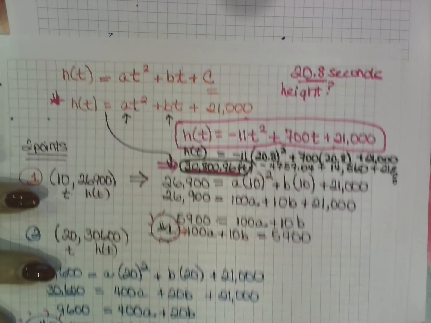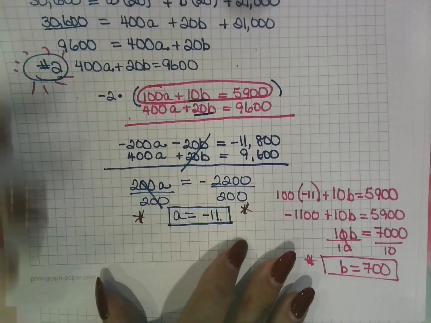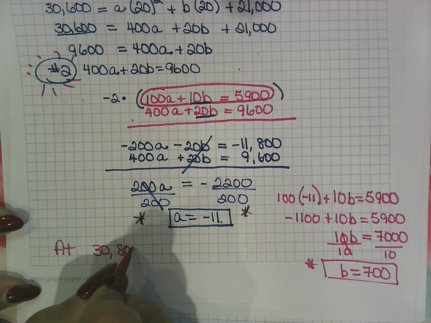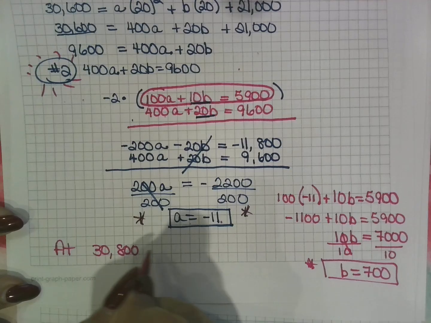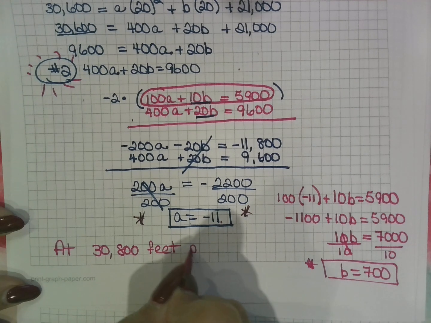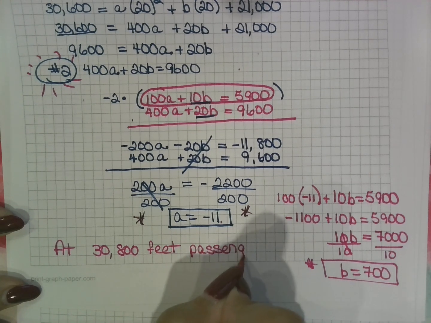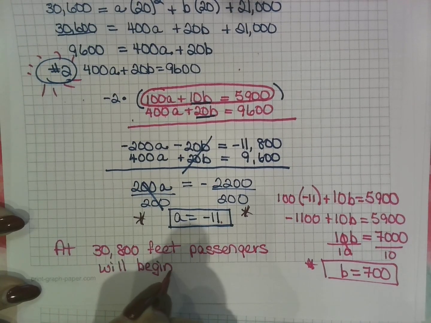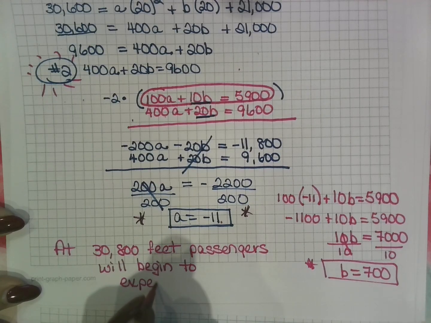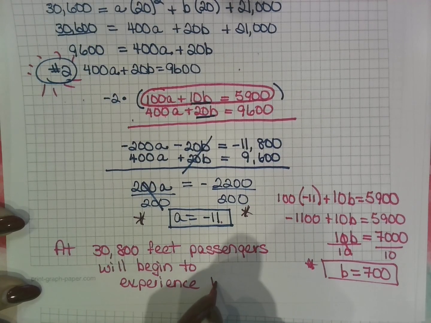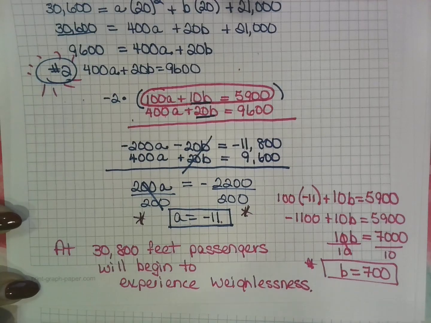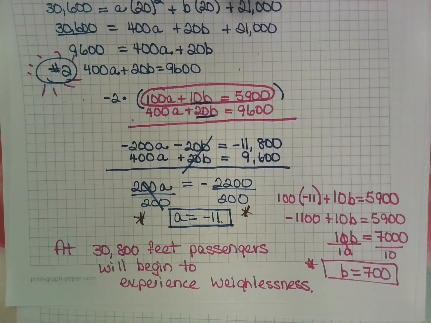All right, so the final answer, and I'll write it down here, at 30,800, we can just round it to the nearest whole number, feet, your passengers will begin to experience weightlessness. Okay? And that was example 1.